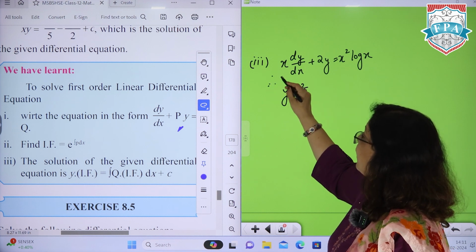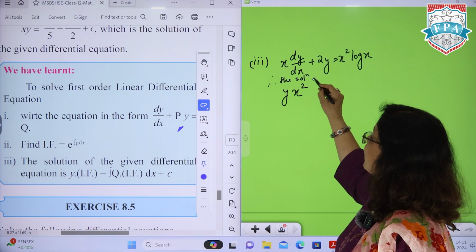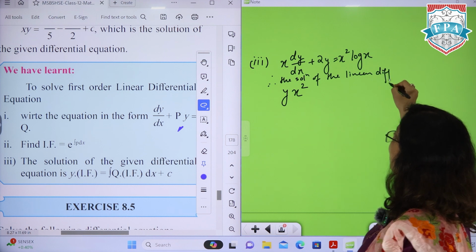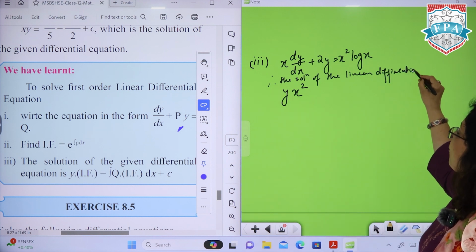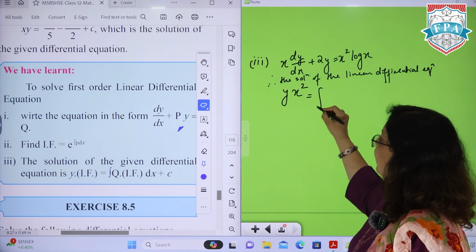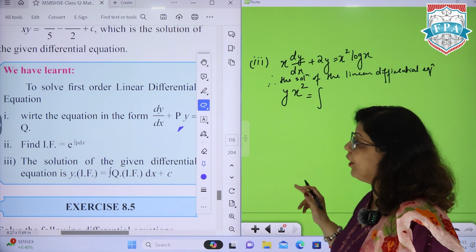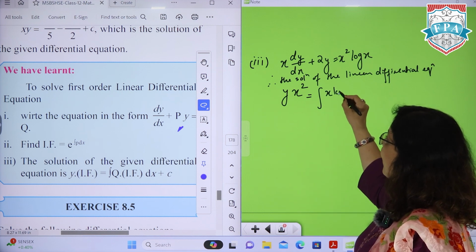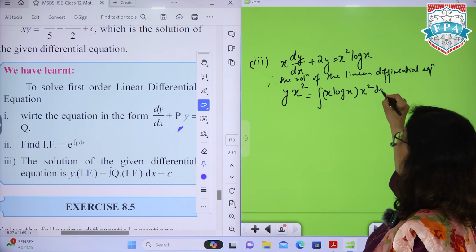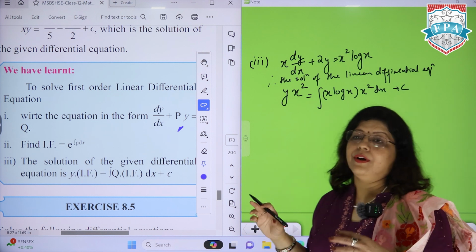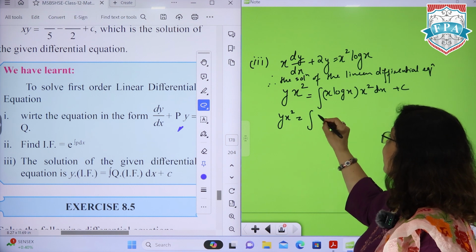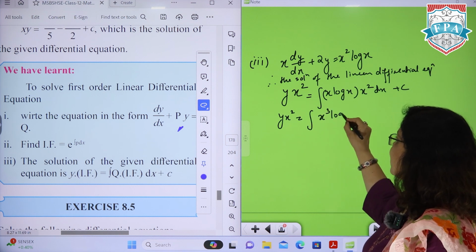So here you write a heading: therefore the solution of the given linear differential equation is, y x square is equal to integral q. Now q over here was x log x. So x log x multiplied by the integrating factor, which was x square, dx plus c. So now we'll be solving this. We don't have to change anything in this part, y x square. This will become x cube log x dx.